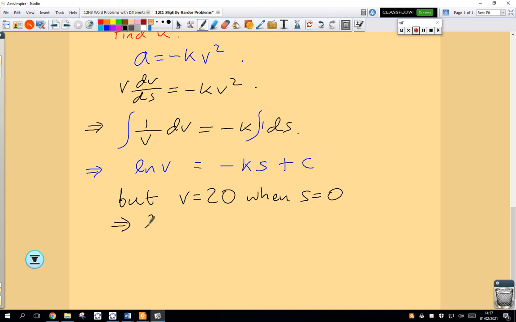So the natural log of 20 is equal to negative k times 0 plus c. So c is the natural log of 20. So my particular solution here is the natural log of v is equal to negative k times s plus the natural log of 20.